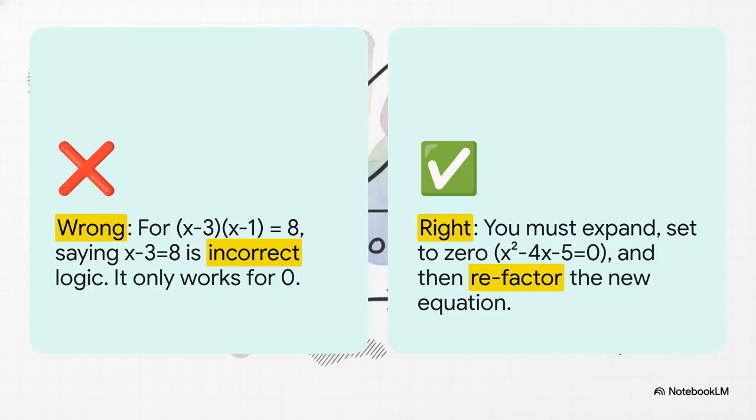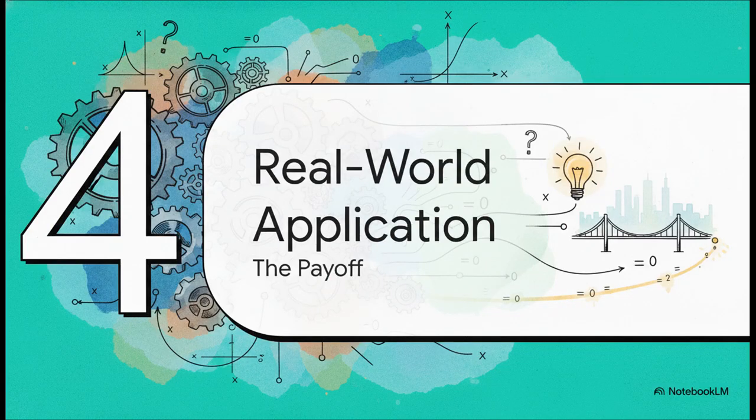And this trap is all about misusing our superpower. If two factors multiply to 8, you can't just assume one of them is 8. That logic only, and I mean only, works for 0. You have to do the work. You have to multiply it all out, move that 8 over so the whole thing equals 0, and then refactor from scratch.